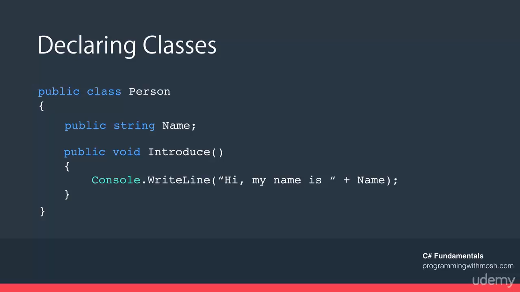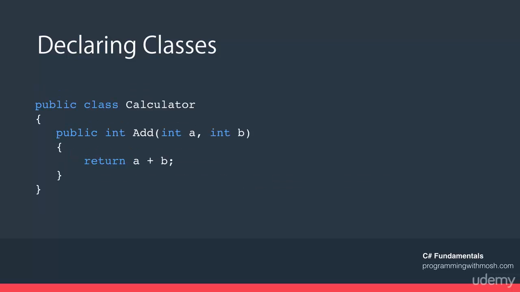In this example, void is the return type for the introduce method, which means this method does not return any values. And also note that this method does not take any parameters, as indicated by empty parentheses. So it simply outputs the name of the person on the console. Here is another example. In this example, we have a calculator class with 1 method, which takes 2 parameters of type integer and returns an integer.